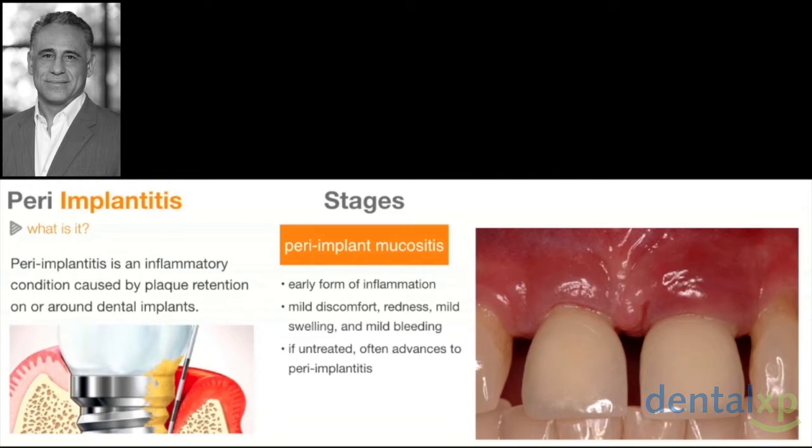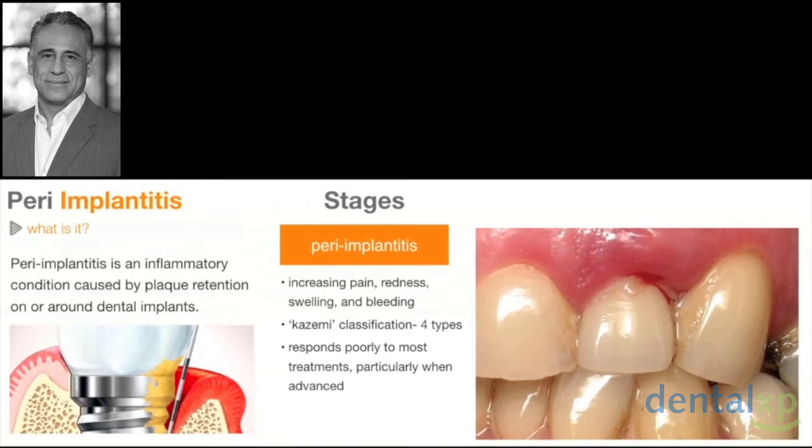Peri-implant mucositis is really an early form of inflammation. Typically, patients exhibit mild discomfort, redness, mild swelling, and perhaps mild bleeding on probing. And of course, it can progress to peri-implantitis if it's not addressed early on. Peri-implantitis is characterized by increasing pain, redness, swelling, and bleeding around the gingival tissue. We'll talk about the classification that I proposed, 4 types of it to be specific. And generally, this stage responds relatively poorly to most treatments, particularly when it is in a more advanced form.